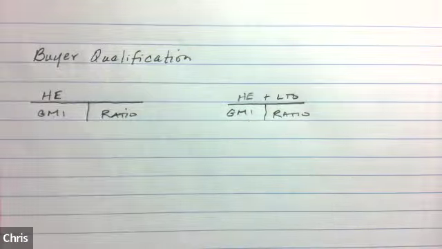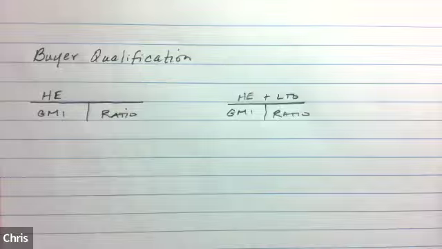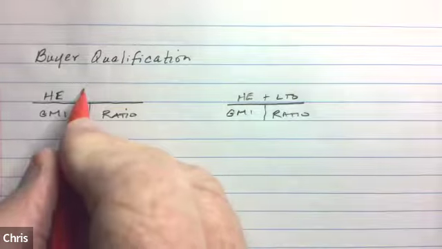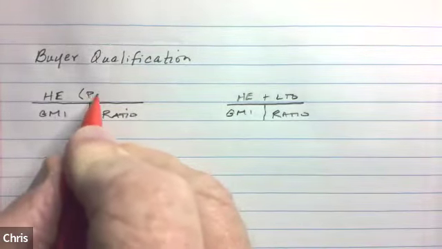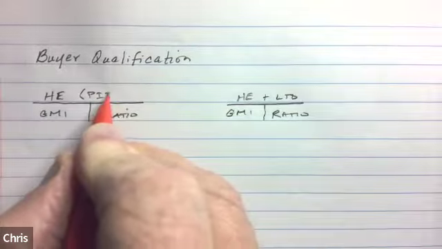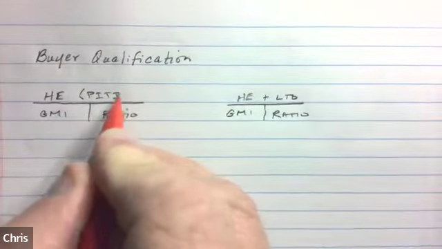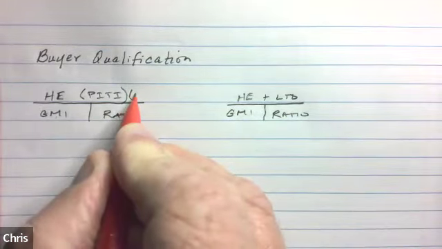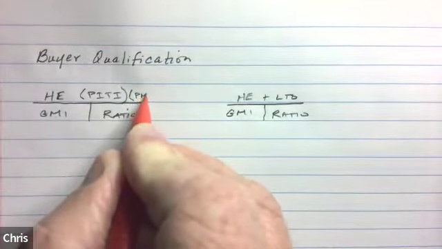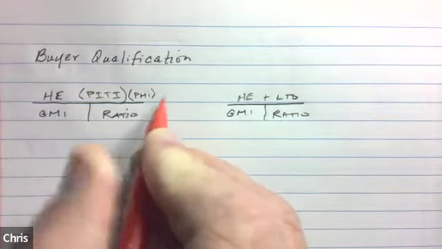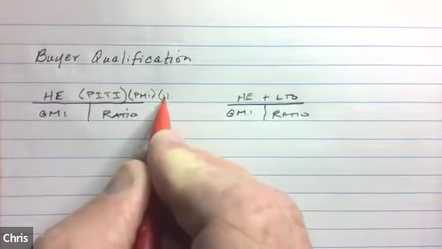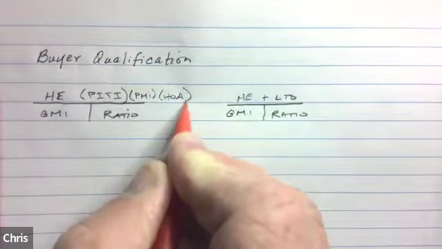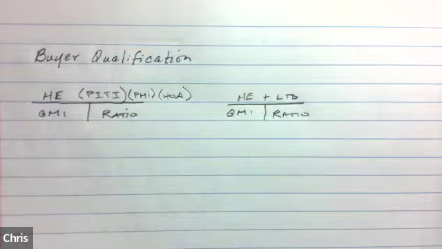So let's play with some numbers on this just to give you an idea of what this would look like. Now, let me remind you, HE stands for housing expense. Now, housing expense is going to include PI and TI. Remember that? Principal, interest, taxes, and insurance. And if there is any, it would also include private mortgage insurance and HOA.